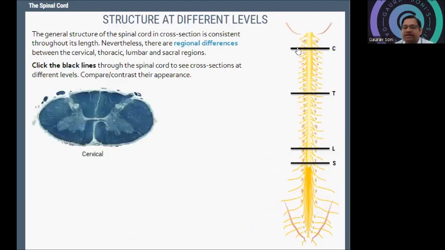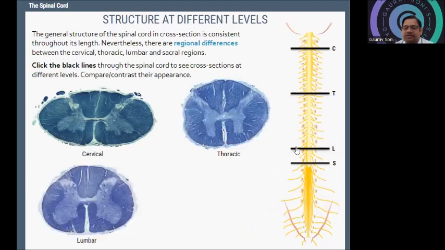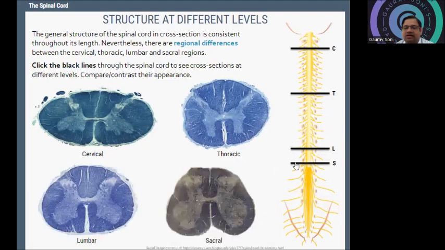So if you see at the cervical level, you can get this type of structure. Then the thoracic level, then the lumbar level, and then the sacral region. You can see that as we go from up to down, the white matter is decreasing and the gray matter is increasing simultaneously. The shape of the gray matter and white matter is also a little different. It was a butterfly basically, then it became a little bit H-like, then again a healthy butterfly.